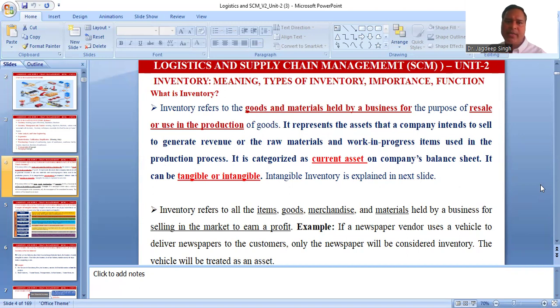Today we will try to understand what is inventory. So inventory meaning, types of inventory, and importance and functions of inventory. Maybe we can break it down in two videos. So let's start. What is inventory?